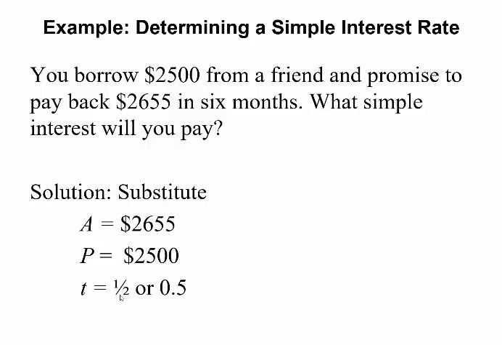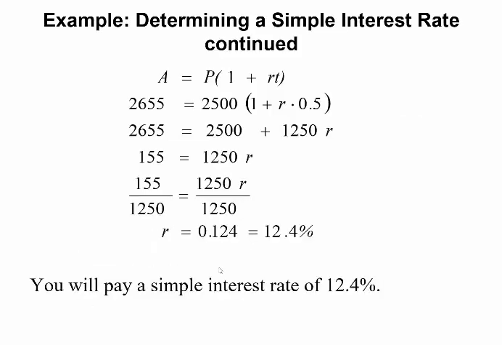So how did I get 1/2? Well, you're going to borrow for 6 months. 6 months of a year, so 6 divided by the 12 months gets you 1/2 or 0.5. Now take these and plug them into your equation. So future amount, 2,655, is equal to P, 2,500, times, in parentheses, 1 plus the rate, which is what we're looking for, times the time, which is 0.5.